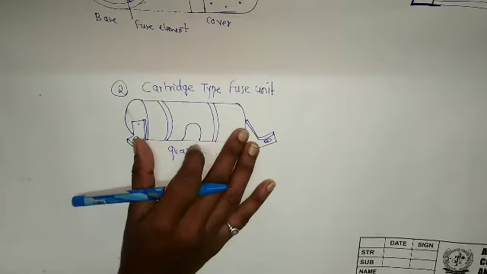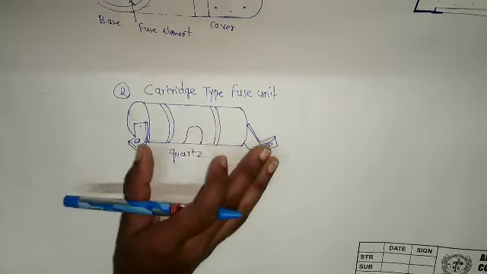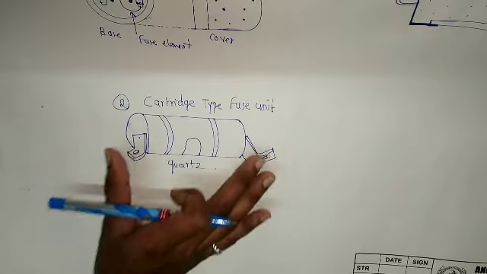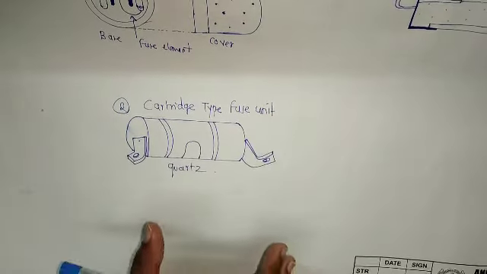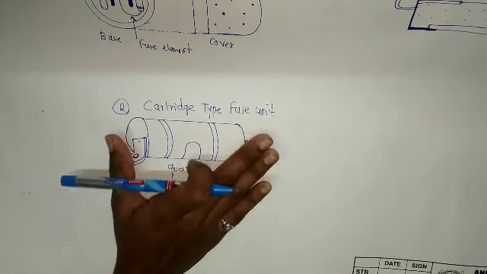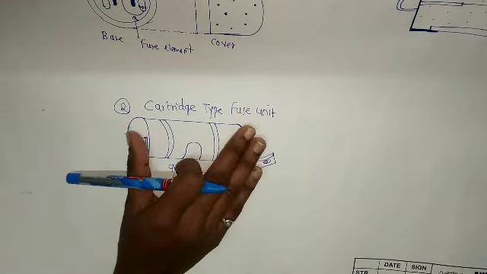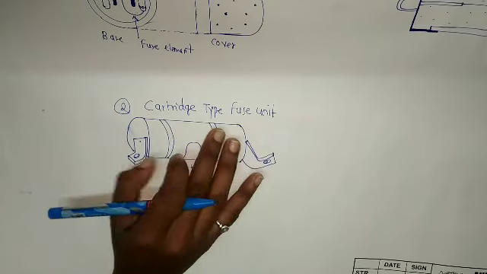I will explain it once again. The cartridge type fuse unit is completely enclosed. That means we cannot open it. Once the fuse is gone, or whenever the fuse element melts, we have to replace the complete unit. The container is filled with quartz. It is made of good insulating material and it is heat resistant. That means it will not heat up early.